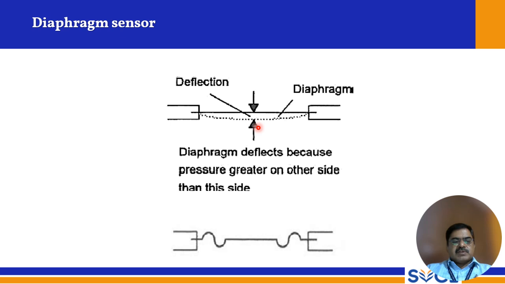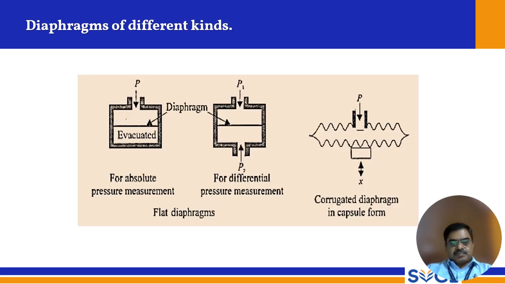So this is the diaphragm sensor, and the diaphragm deflects because pressure is greater on one side than the other. Here this is the corrugated type, and this is the diaphragm where the deformation takes place like this. So, diaphragms of different kinds. This is an evacuated chamber, and this is the diaphragm. Pressure is applied here, and you can attach a strain gauge or an LVDT here. The deformation can be measured, and that is directly proportional to the pressure applied here.